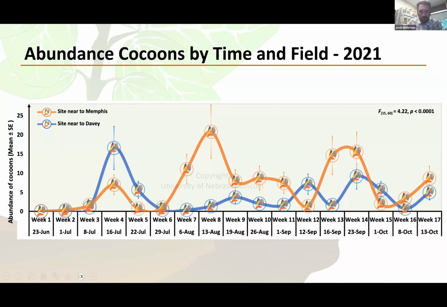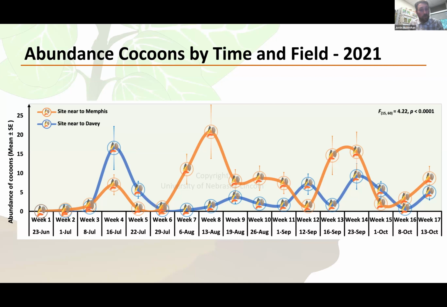And then you can also see 3 more distinct peaks in Micah's data set that follows that. The contrast is to the Davie site, which had really 1 peak, pretty low populations through the season, and then 2 smaller peaks towards the tail end of the season. What is the real difference between these 2 sites?